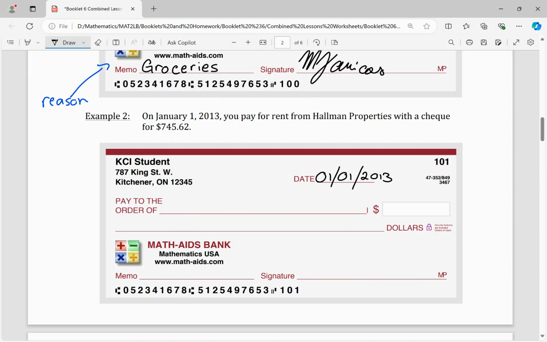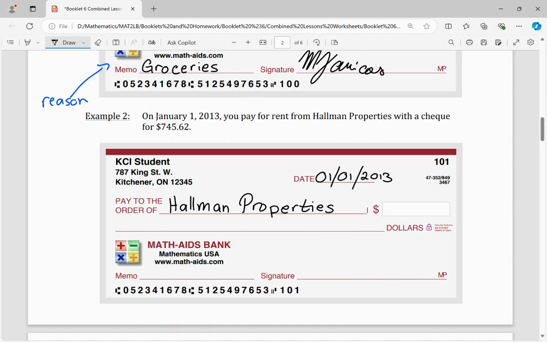Now remember, pay to the order of is the recipient. In this case, that is Hallman Properties. Okay? Try to avoid what I just did, right? I got lazy at the end and I started writing cursive. I'm going to rewrite that, but I'm going to make sure that I print the entire time so it's obvious who it's going to. It's easier to read.